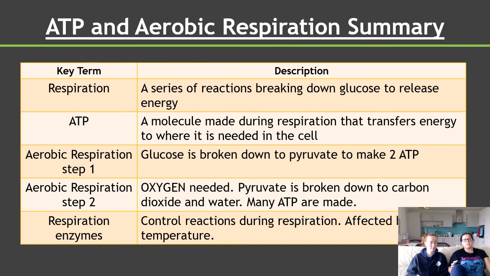All right, let's summarize then. So key terms. Again, if you're doing flashcards, these would be a good idea. Respiration is a series of reactions breaking down glucose to release energy. ATP is a molecule made during respiration that transfers energy to where it is needed in a cell. Aerobic respiration, step 1, glucose is broken down to pyruvate to make 2 ATP. Aerobic respiration, step 2, oxygen is absolutely necessary for this. It is when pyruvate is broken down to carbon dioxide and water, and many ATP are made.